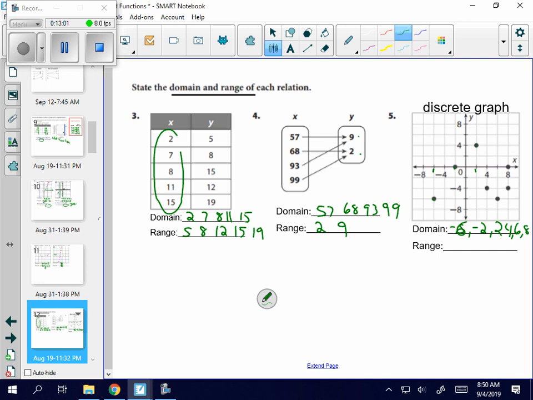Now let's look to see how high and low, or what the range is. We start down at negative 6. Then we go up to negative 4. Do you see that happens twice, but I only write it once? Then we go as high as 0. And finally as high as 4.